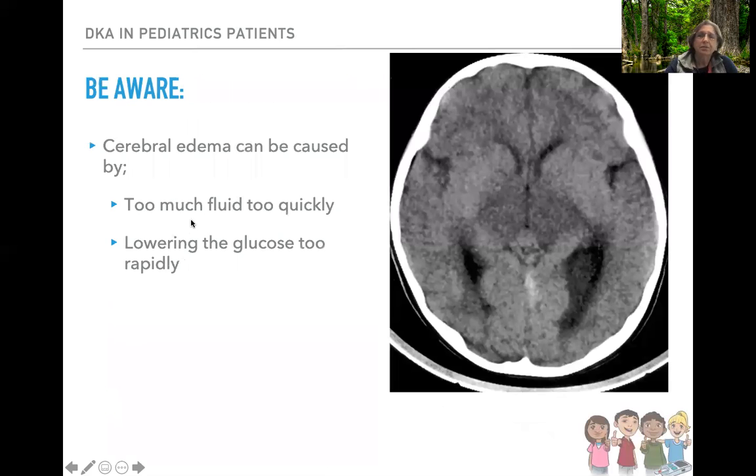Be aware that cerebral edema can be caused by either too much fluid given too quickly or lowering the glucose too rapidly. This is why we want to give our IV fluids over a longer period of time, and we don't want to correct our glucose more than 80 to 100 per hour. If you're correcting more than 80 to 100 in 1 hour, you're going to notify the physician. We may be giving either a bolus of D10W or we will be starting the D10NS.